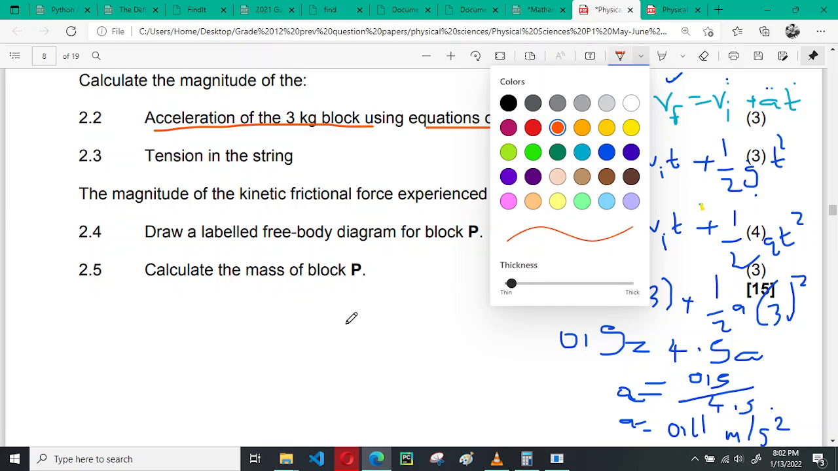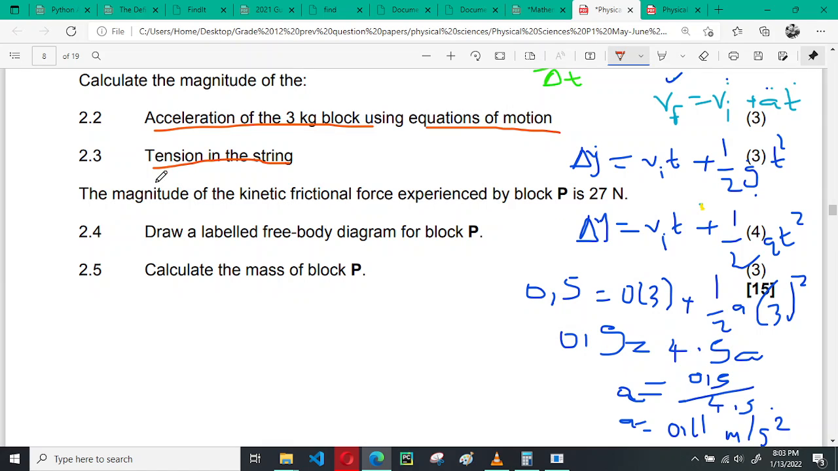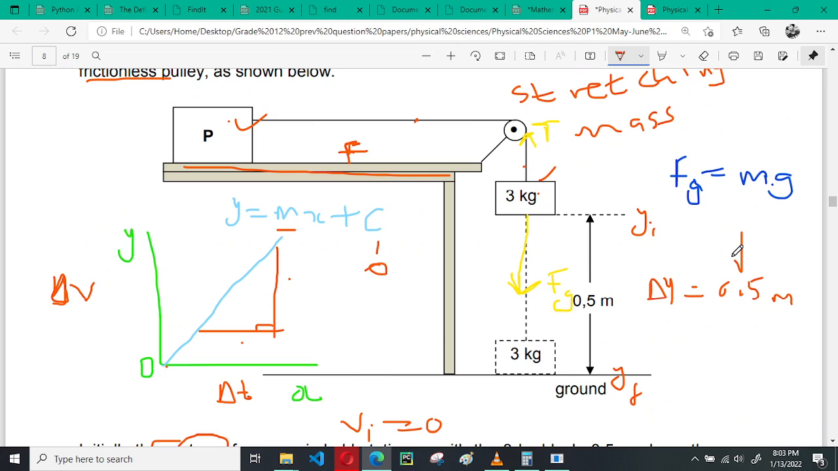So next thing we have the tension in the string. They didn't specify which equations you're going to use, so you're just going to use the second law of motion, which is defined this way. Before you can use the second law of motion, let's go back to our free body diagram which we defined here. We first have to check the direction in which the object will fall, which is this direction.